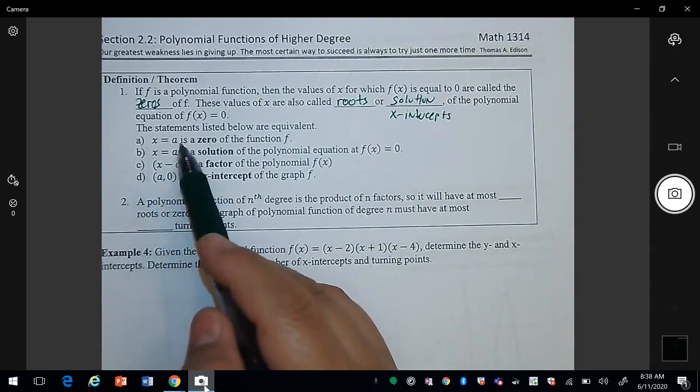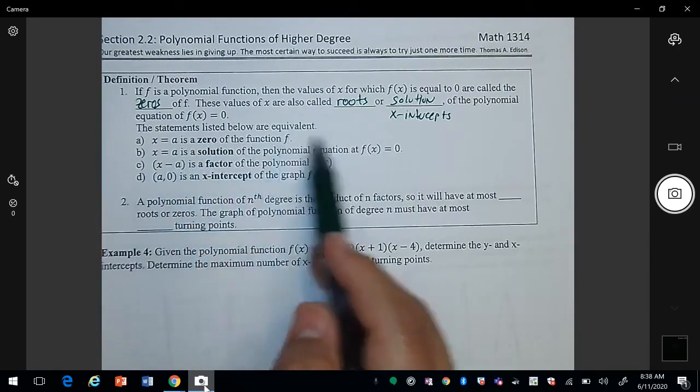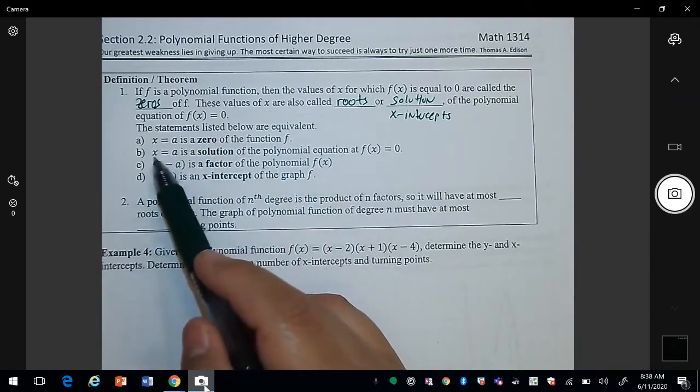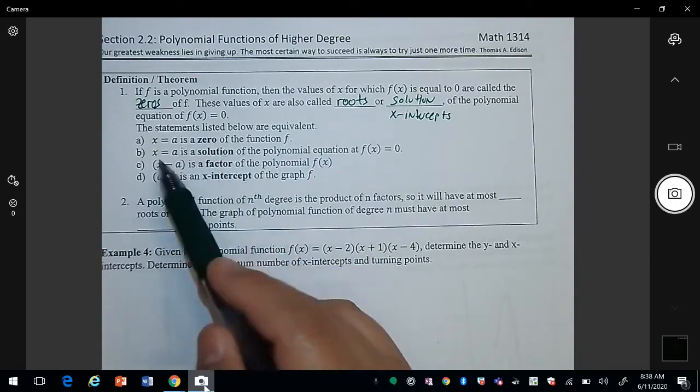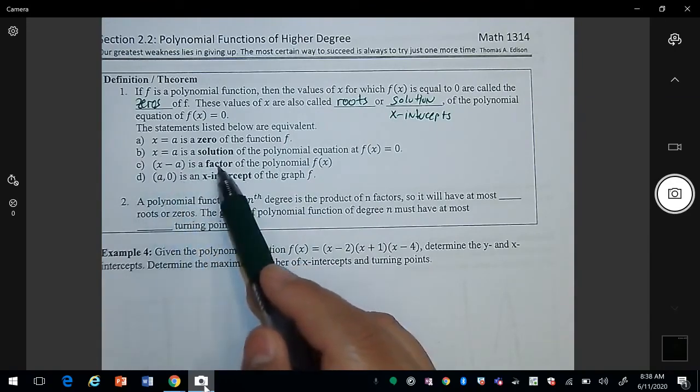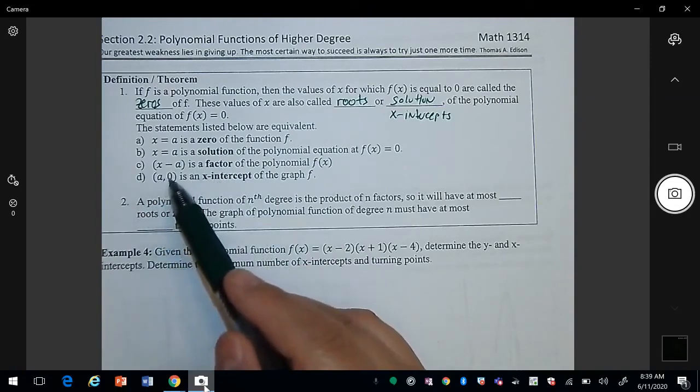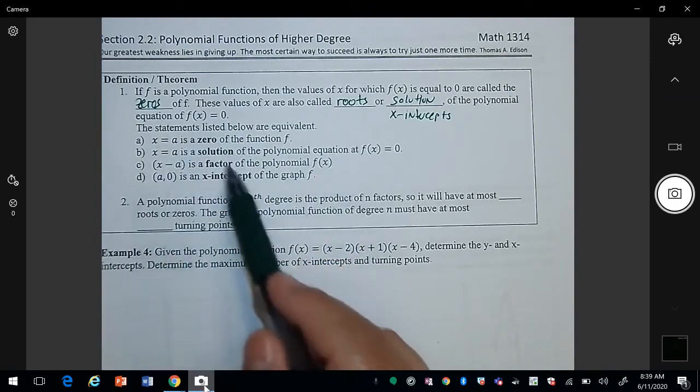The statements listed below are equivalent. If x is equal to a, we say that's a zero of the function f. f of a equals 0 is a solution. x minus a is a factor, and (a, 0) is an x-intercept. So these all mean the same thing.